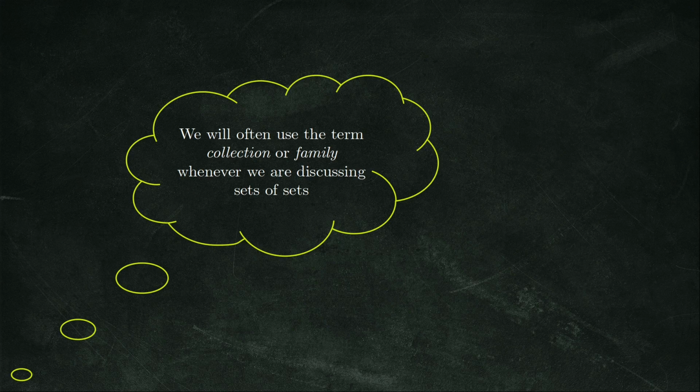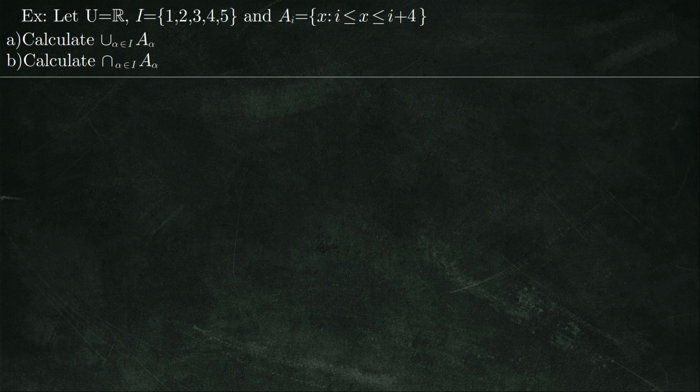Note, we will often use the term collection or family whenever we're discussing sets of sets or indexed collections of sets, and we'll probably use the term collection or family interchangeably. So a quick example. Here, I is the index set that just contains the numbers 1, 2, 3, 4, 5, and A_i is the closed interval from i to i plus 4. So part A, calculate the union of all of these, and part B, calculate the intersection of all of these.